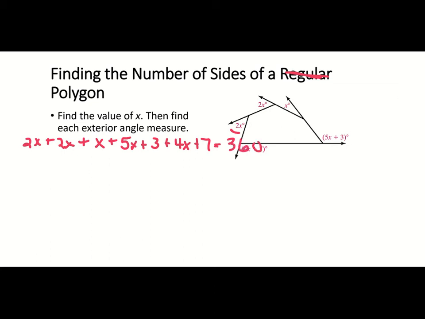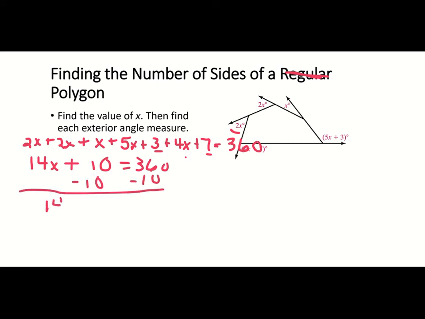So now we can combine our like terms. When I add them together, 2x plus 2x is 4, another x is 5, 5 more will be 10, and 4, so we have 14x, plus 3 plus 7 will be 10, equals my 360. So I'm going to subtract 10 first. Then I get 14x equals 350. I'll divide by 14. So x is going to equal 25.